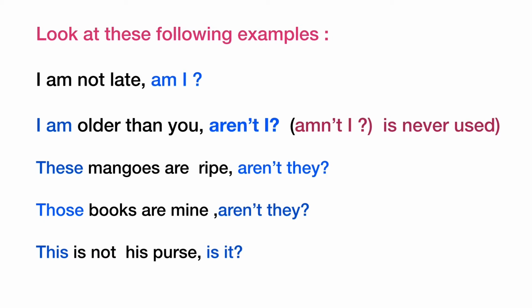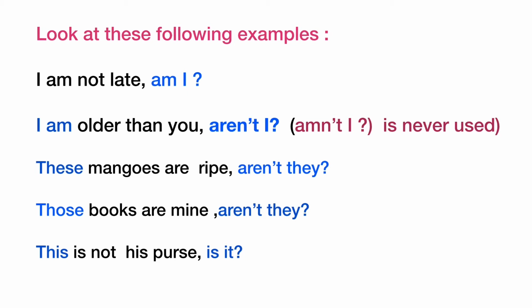Look at this next point, guys. I'm not late. Question tag am, that is helping verb, plus I, pronoun, that is subject. Am I? Question mark. Next, I'm older than you, comma, aren't I? Students, here we will not use am and I, that is never used. So what we'll do to make question tag? Are, short form of not, then I. Aren't I? Question mark.